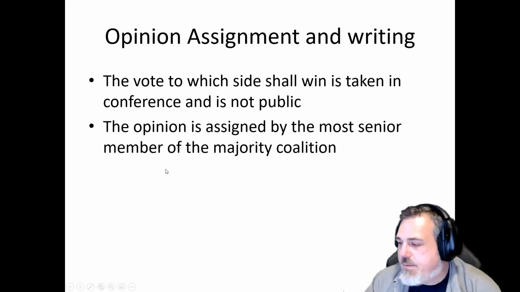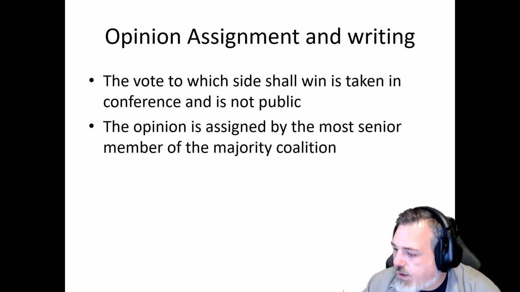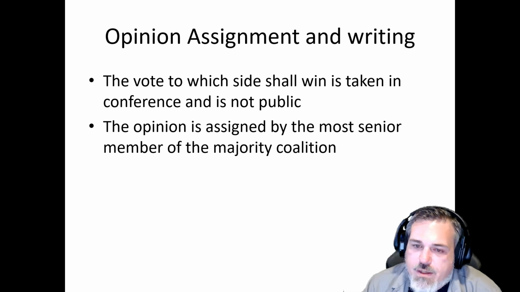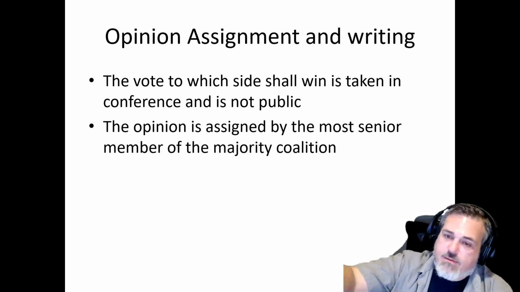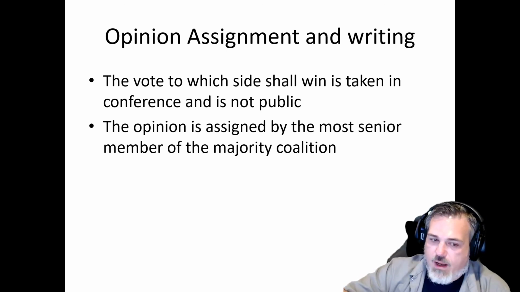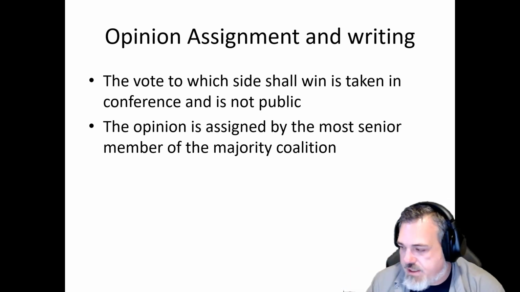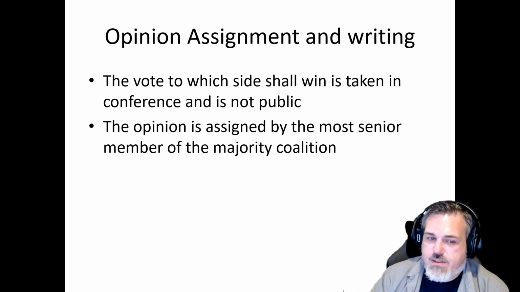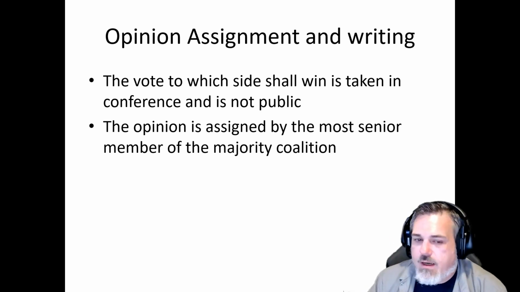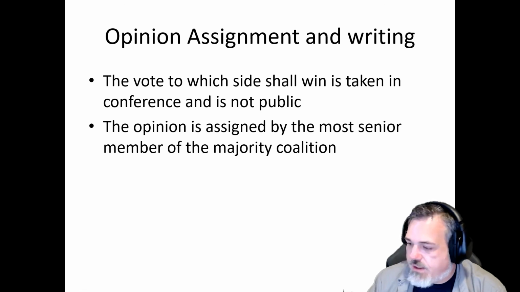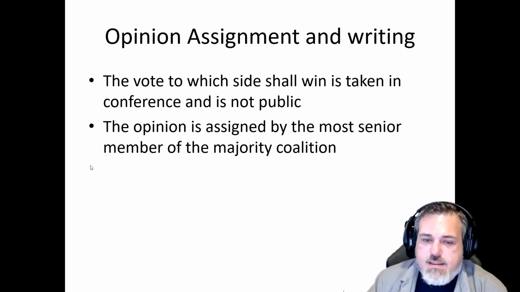So opinion assignment is this little fun game that the court plays. When they take a vote to determine which side is going to win, they vote in order of seniority. So the most senior member votes first, which is the Chief Justice. Chief Justice is always the most senior member of the court. And then they vote in seniority order so that the most recently chosen justice will vote last.